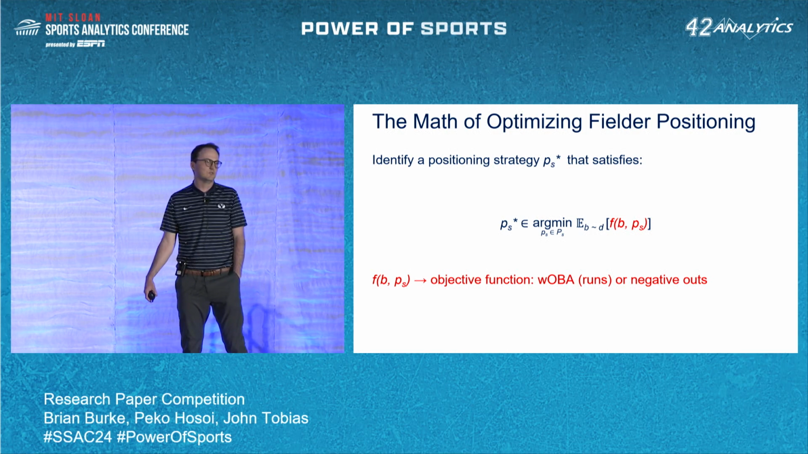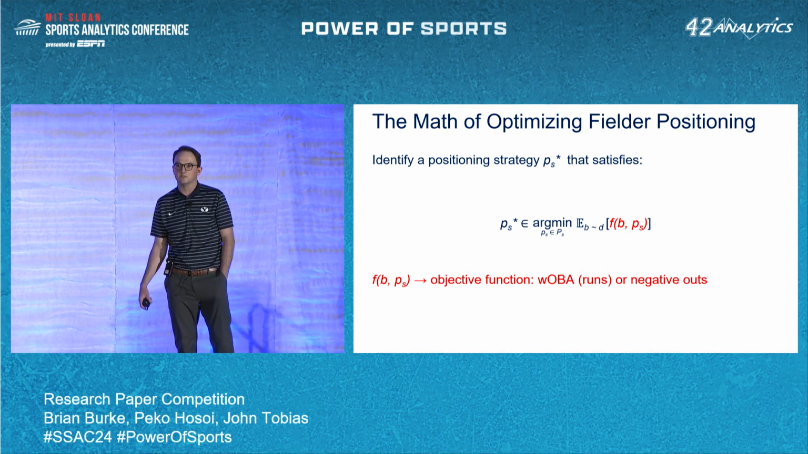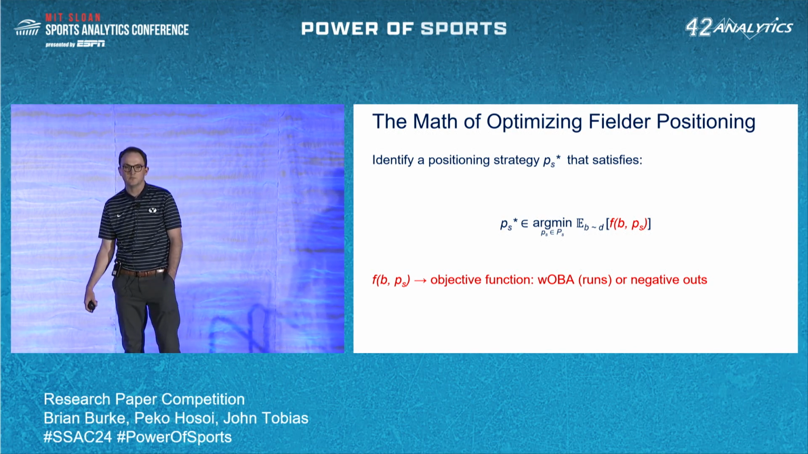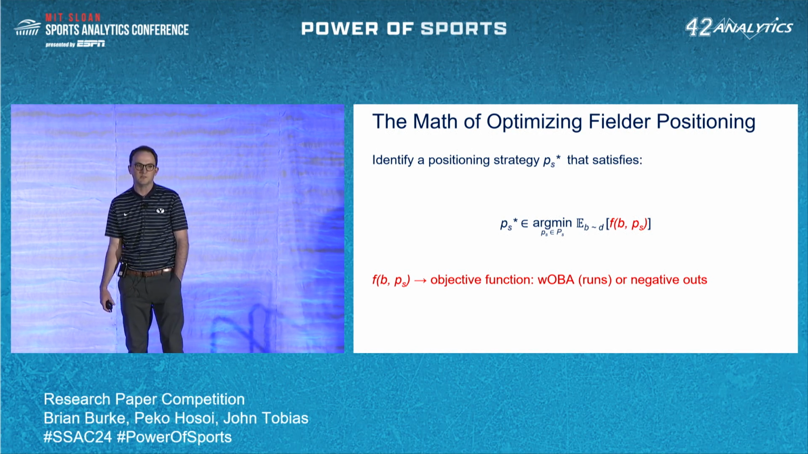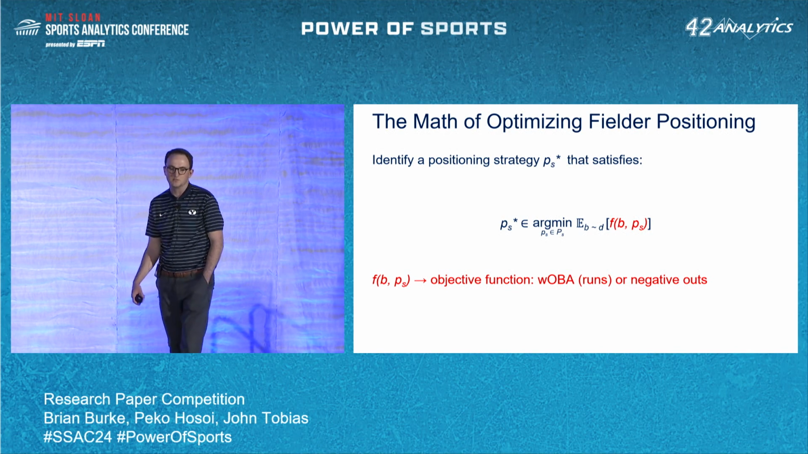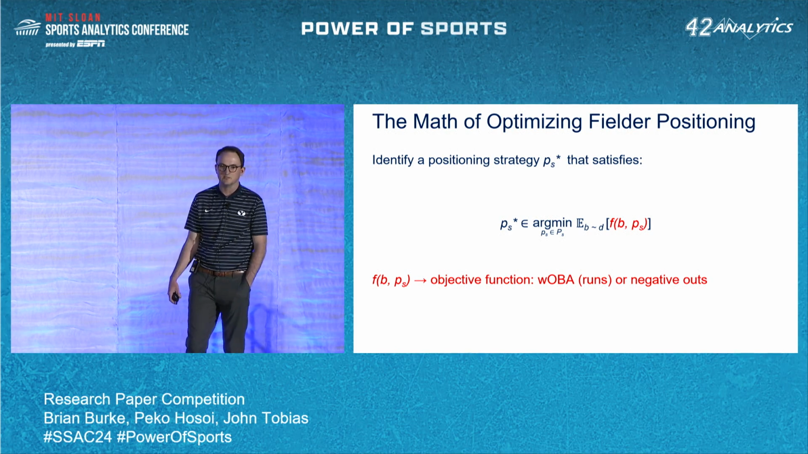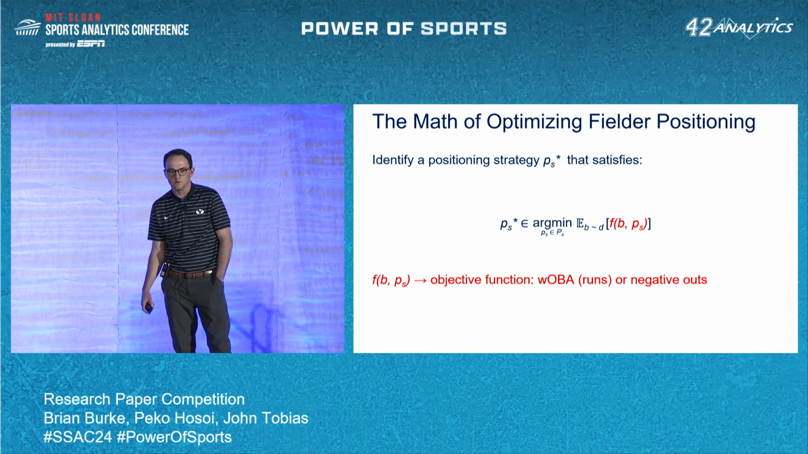And we actually came up with 2 different objective functions. The first one was WOBA, which stands for weighted on base average. And for those of you who may not know about WOBA, it's related to runs by an affine transformation. So minimizing WOBA is equivalent to minimizing runs. And then the other objective function we came up with was negative outs. If you minimize negative outs, that's equivalent to maximizing outs, which obviously you can imagine a defense might want to maximize outs.